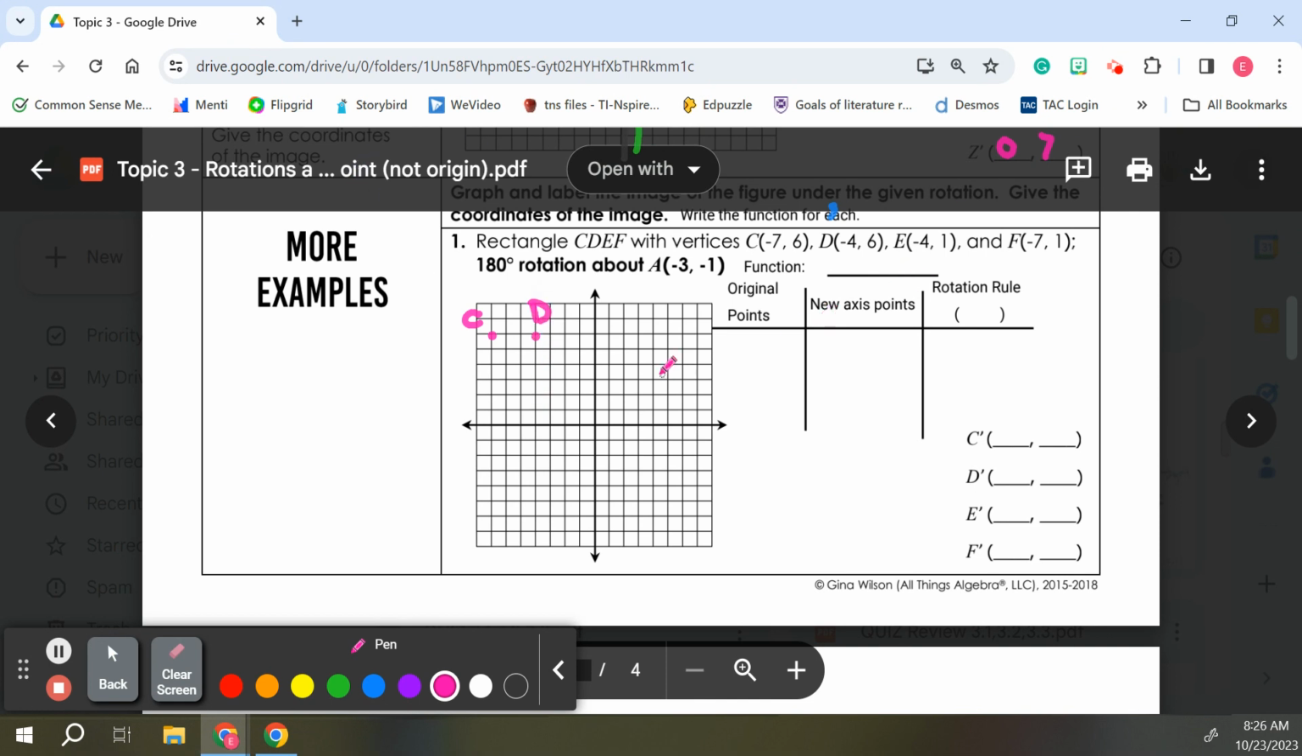And then D, E, and then F. Okay, so here's my original points. So C, D, E, and F.